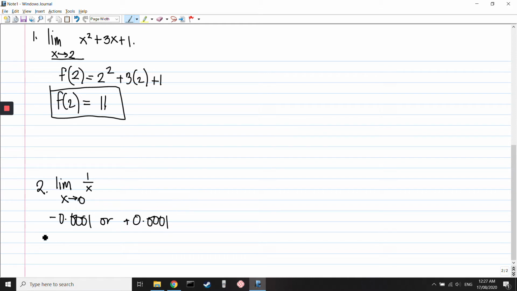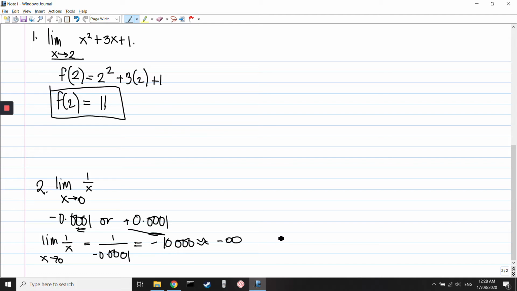So let's see. For negative 0.0001, the limit of 1 over x as x approaches 0 is equal to 1 over negative 0.0001, wherein its value equals negative 10,000. If you have more zeros in this one, it will go to infinite numbers, so approximately its limit is negative infinity.